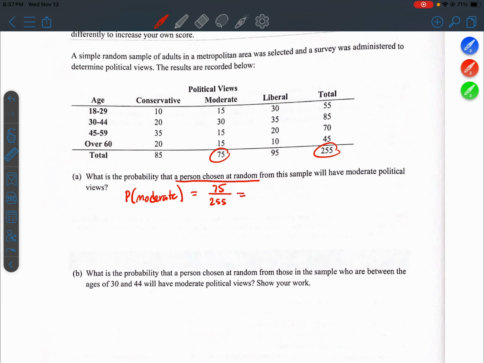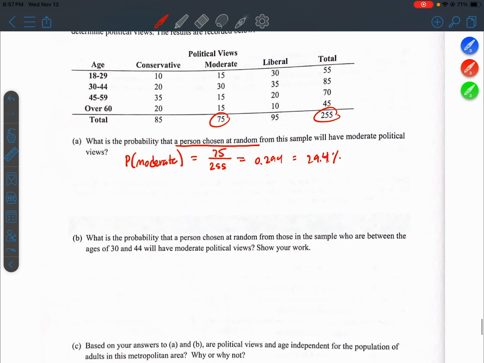75 out of 255 is about 29%. It's 0.294, so 29.4%. All right, so part A, pretty straightforward.